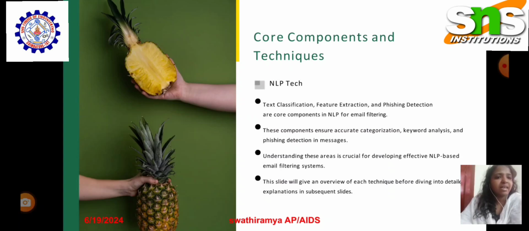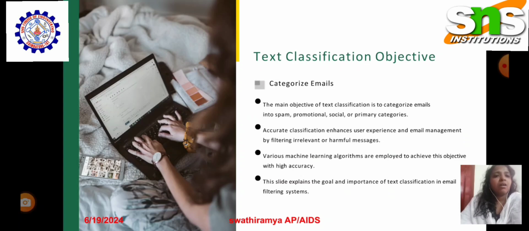Understanding these areas is very crucial for developing an effective NLP-based email filtering system. These core components will help you understand how we do the categorization by using NLP techniques. Okay, we'll start with text classification.